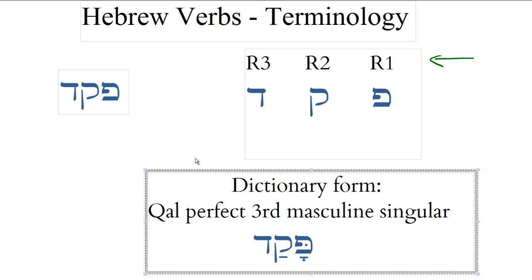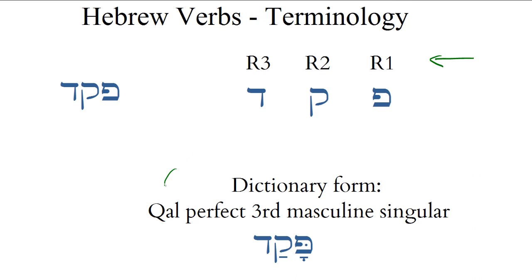The dictionary form for a Hebrew verbal root is the qal perfect third masculine singular, except for a few of the more exotic weak verbs that we'll see later. But most Hebrew verbs have their dictionary form as the qal perfect third masculine singular. We'll talk about the stems soon. The stems being qal, and then there are six others besides those that we'll focus on very soon. And then the conjugation is perfect. The person is third person, masculine gender, and then singular number.